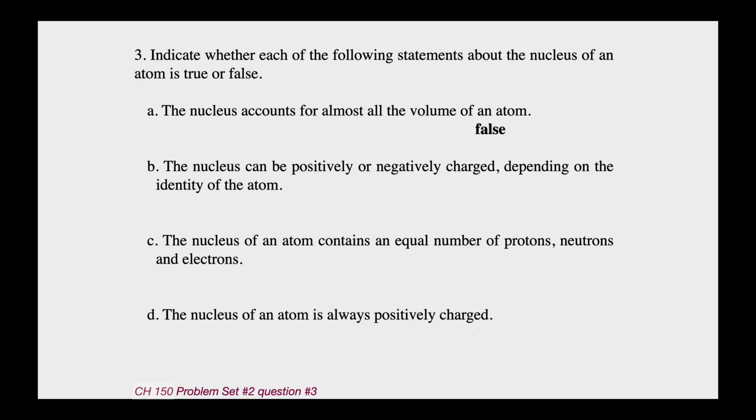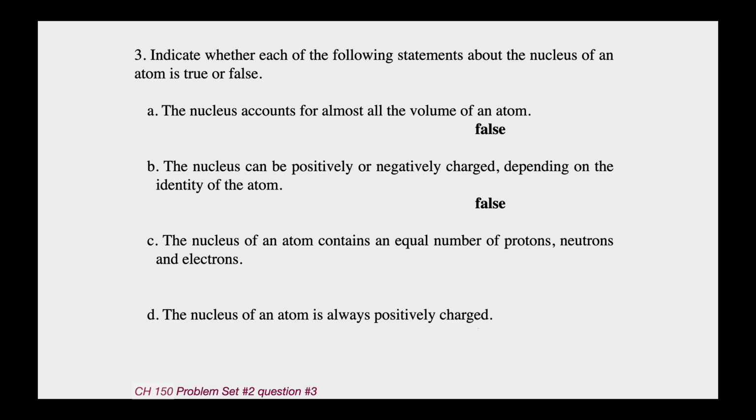B, the nucleus can be positively or negatively charged. Let's stop right there. We saw that electrons circle, quote unquote, around the nucleus, and electrons are negative. So the nucleus can only be positively charged. That's false, all right? Nucleus is always a positive space to be in.